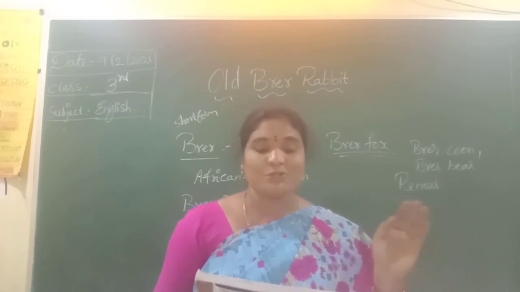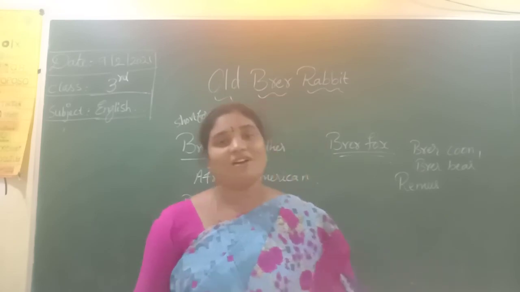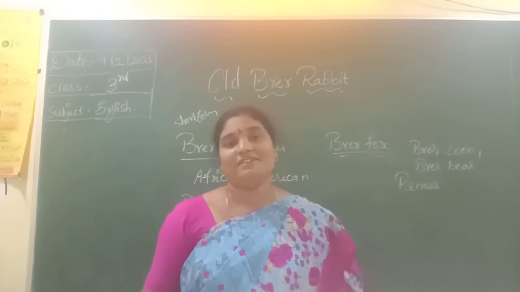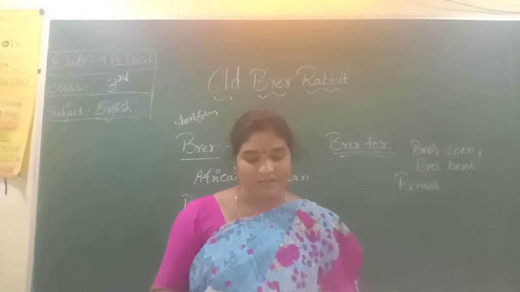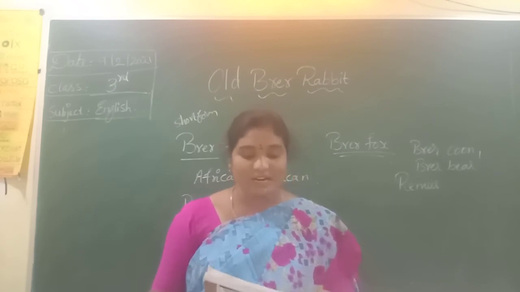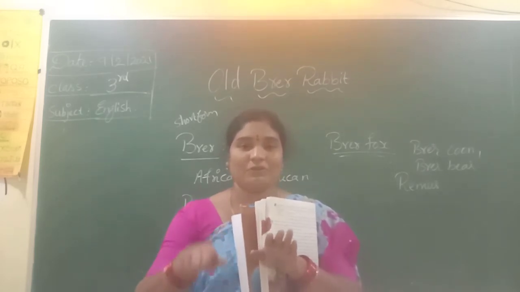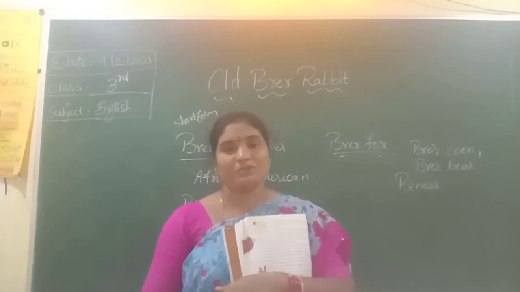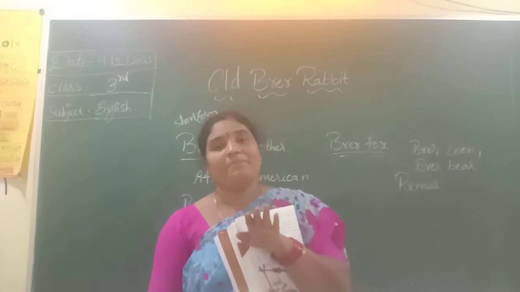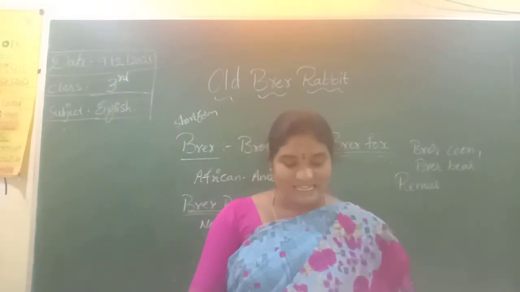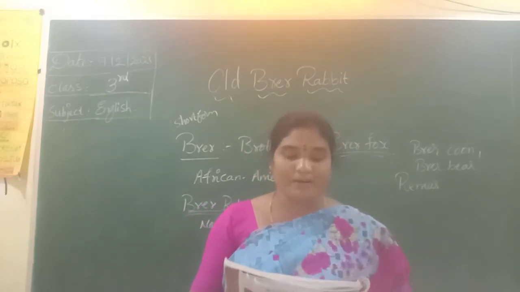Brer Rabbit talked so sweetly and cheerfully that Brer Fox jumped into the bucket. So the fox also jumped into the bucket. Due to the weight, the bucket goes down. As he went down into the well, his weight pulled Brer Rabbit up. So what happened? There are two buckets, when one goes up, the other comes down. Due to the heavy weight of the fox, Brer Rabbit's bucket came up.